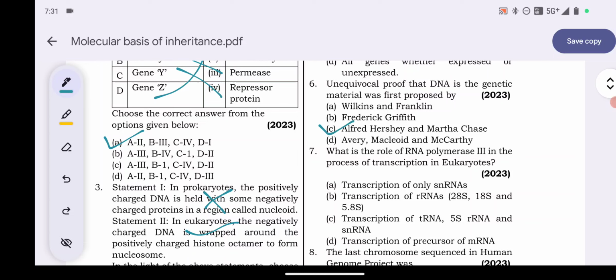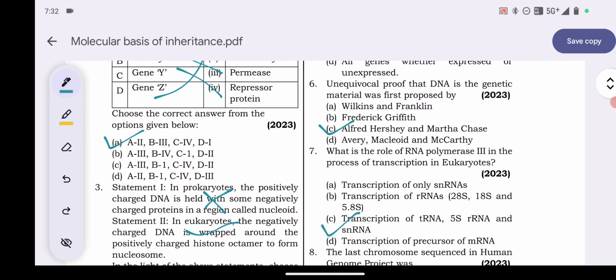Next, question number 7. What is the role of RNA polymerase 3 in the process of transcription in eukaryotes? Option A, transcription of only snRNA. Option B, transcription of rRNA, that is 28S, 18S, 5.8S. Option C, transcription of tRNA, 5S rRNA and snRNA. Option D, transcription of precursor of mRNA. So here the work of RNA polymerase 3 is option C, transcription of tRNA, 5S rRNA and snRNA. Option C is the correct answer.